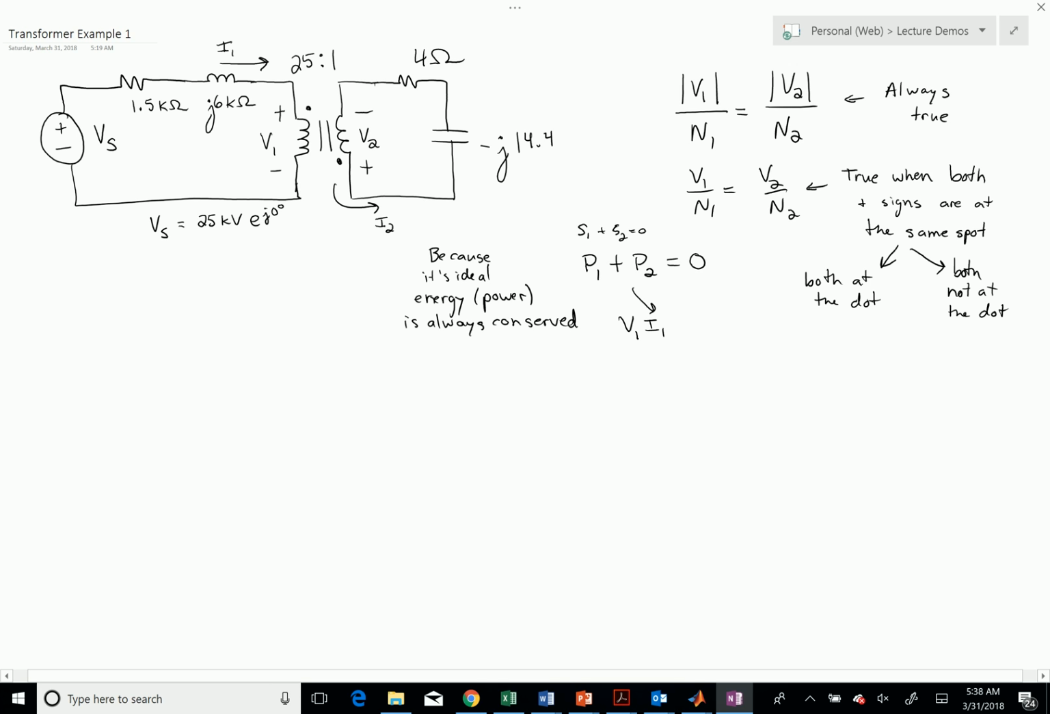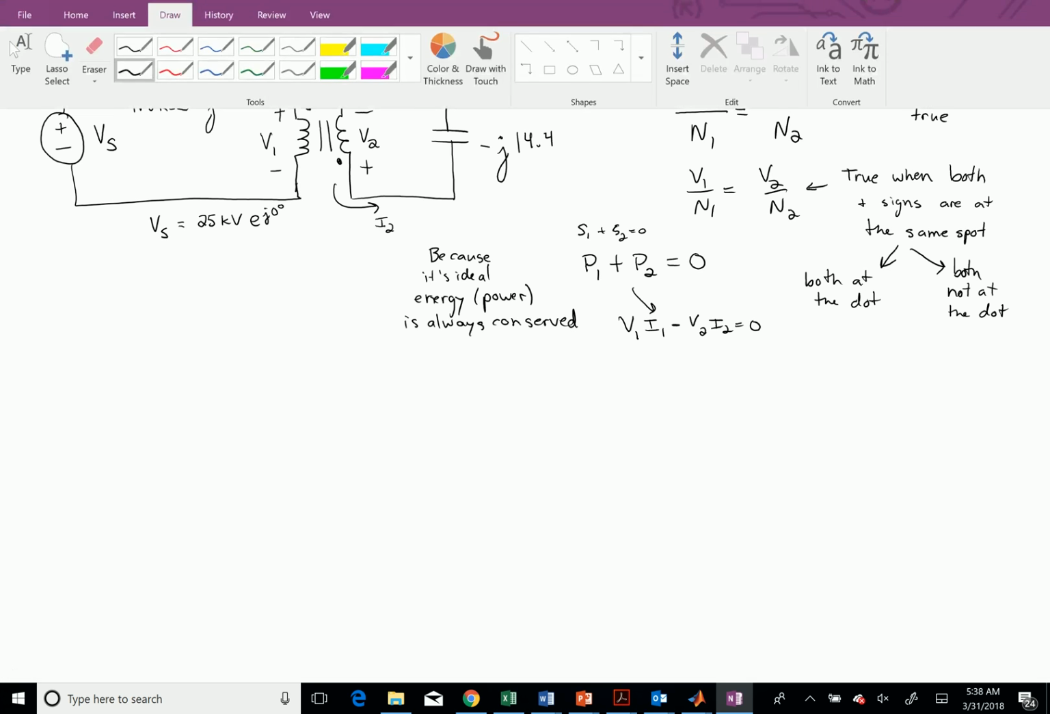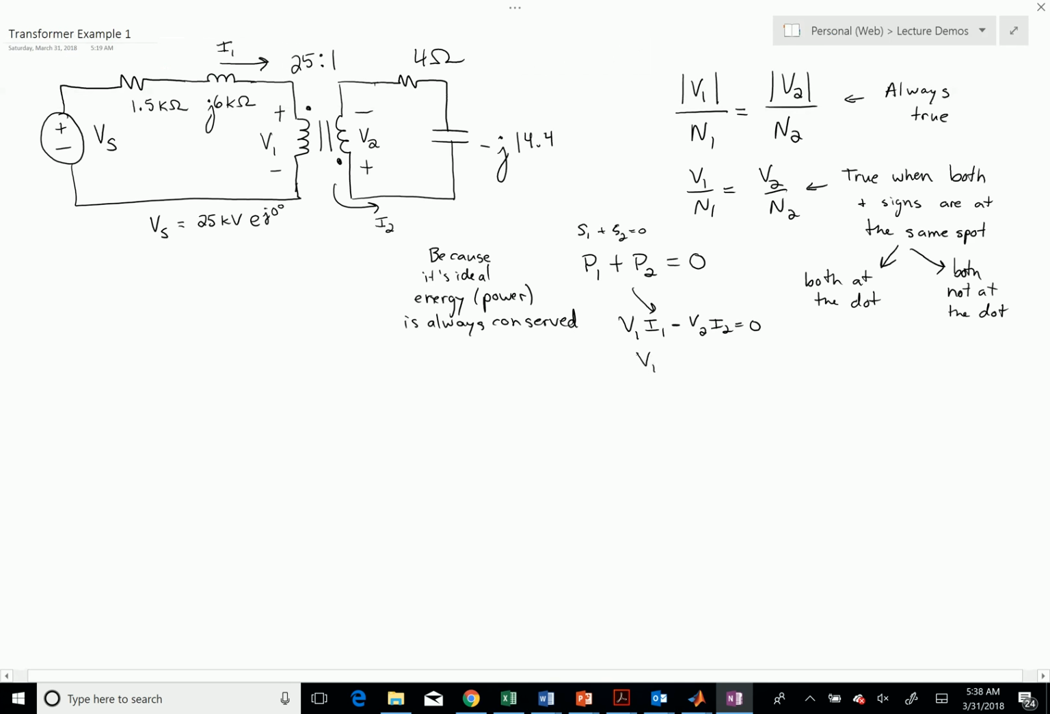Okay, V1, I1. On the primary side I have a current flowing in, so I write that power positive. On the secondary, I have a current flowing out of the plus sign, so I wrote that as a negative. It's sourcing power, so minus V2 I2 equals 0. So if I look at this, I get V1 I1 equals V2 I2.